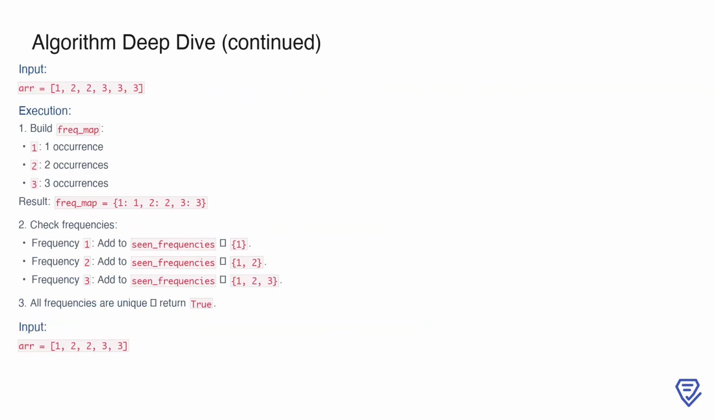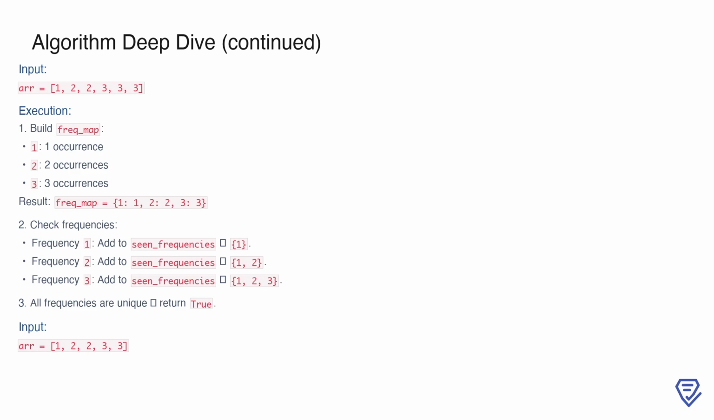Let's walk through an example to see how the algorithm works in practice. Suppose we have the input array ARR equals 1, 2, 2, 3, 3, 3. First, we build the frequency_map dictionary by counting the occurrences of each element. The result is frequency_map equals {1: 1, 2: 2, 3: 3}, where 1 occurs once, 2 occurs twice, and 3 occurs 3 times. Next, we check the uniqueness of these frequencies.